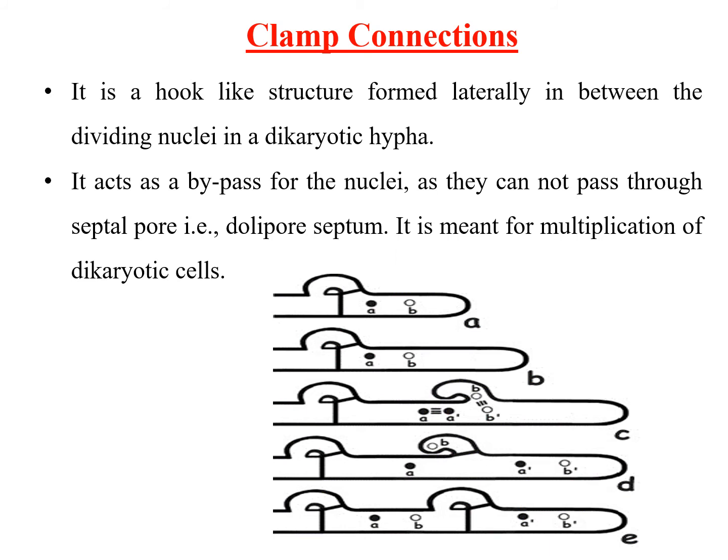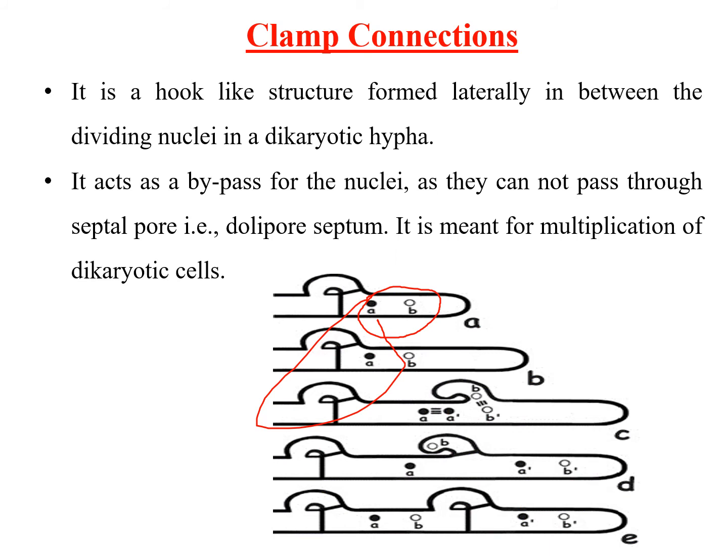Coming to the clamp connections, where are they present? They are present in the secondary mycelium stage. And what is the special function of these clamp connections? What is the necessity for having the clamp connections? So let us see. Clamp connections are hook-like structures formed laterally in between dividing nuclei in the dikaryotic hyphae. This is the dikaryotic hypha, a single cell having two nuclei A and B, because most of these Basidiomycetes are heterothallic in nature, that is having different nuclei. When they fuse and form the secondary mycelium, these nuclei are also different. So let us give some names to those nuclei: A and B, or as you wish, 1 and 2.